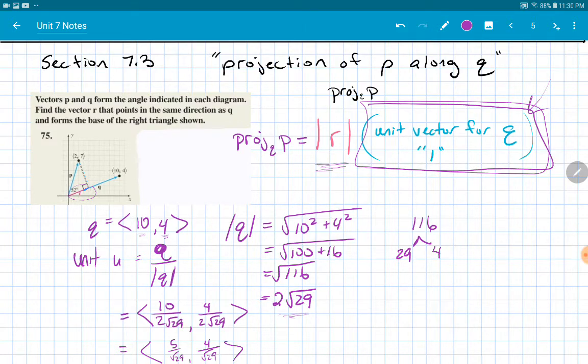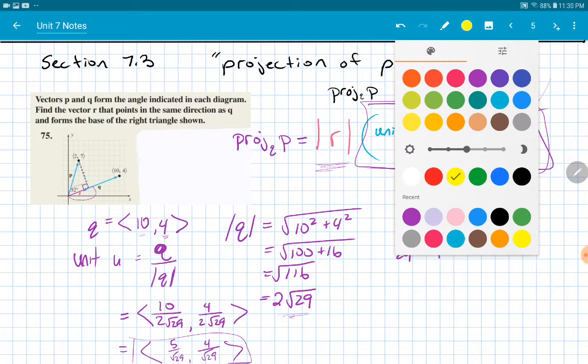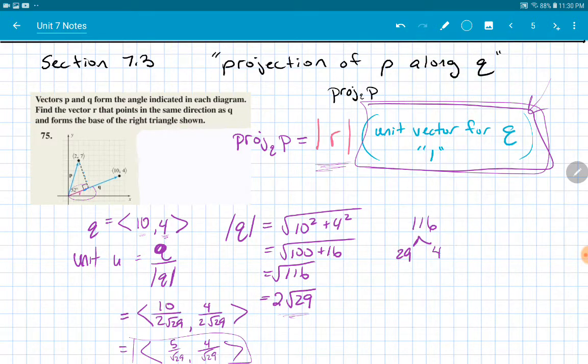In fact, I will highlight it here. Let's go with the blue highlighter. So the unit vector for Q is this. I still need to find the length. So I now have the direction of Q, but its length is only 1.